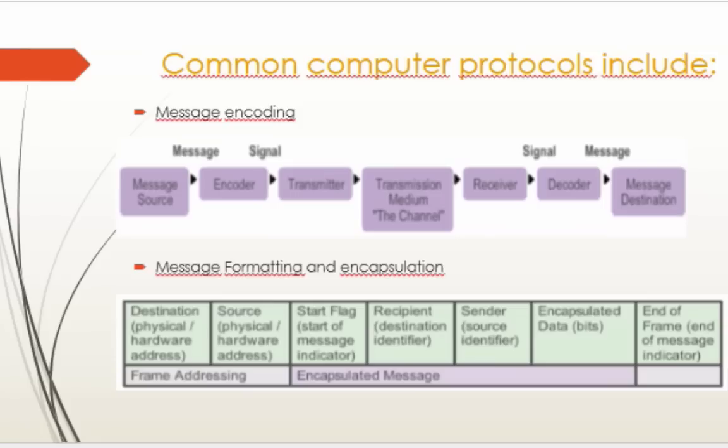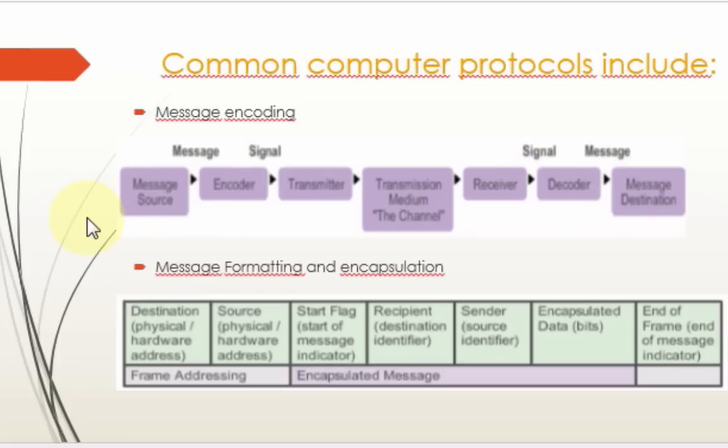Common computer protocols include message encoding, message formatting and encapsulation, message size, message timing, and message delivery options. The message encoding is the language that the message source and the message destination must understand. The message source has an encoder of the signal and it sends it to the message destination. Here the message destination decodes the signal and then therefore it can understand what the original message said.